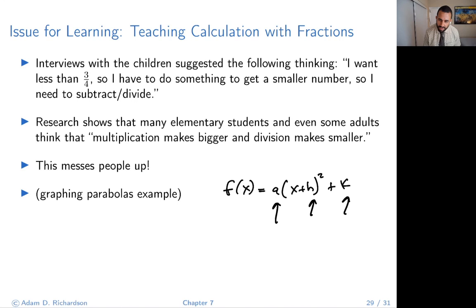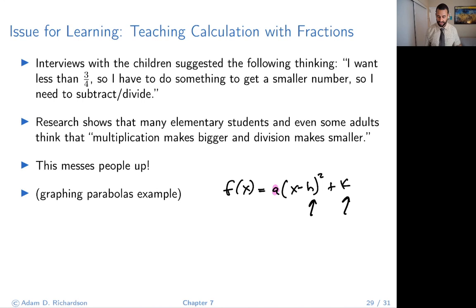The k gives you the y coordinate of the vertex, but this number a in the front here gives you a lot of information. It tells you if the parabola opens up or if it opens down. It tells you if it's stretched vertically, right? It's a vertical stretch. And so if that number is big, then it stretches the parabola like this.